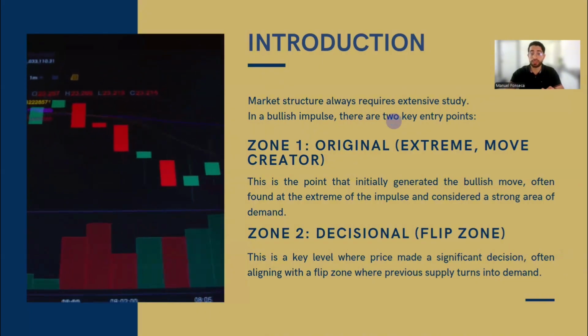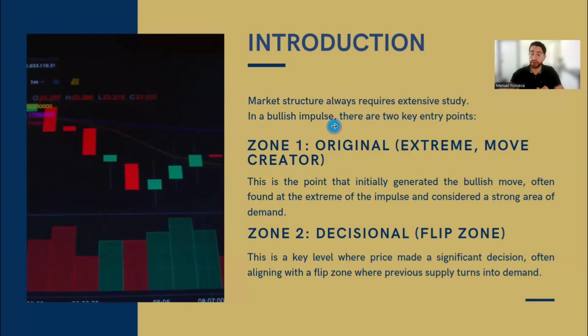And in a bullish impulse, there are two entry points. Okay, one of these is zone 1. We call it original extreme movement creator. This is the point that initially generates the bullish move, often found at the extreme of the impulse and considered a strong area of demand. And then we have zone 2, which is the decisional or the flip zone. This is a key level where the price made a significant decision, often aligned with a flip zone where previous supply turns into demand. Okay, this may sound confusing, but let's see exactly what I'm referring to with this explanation.